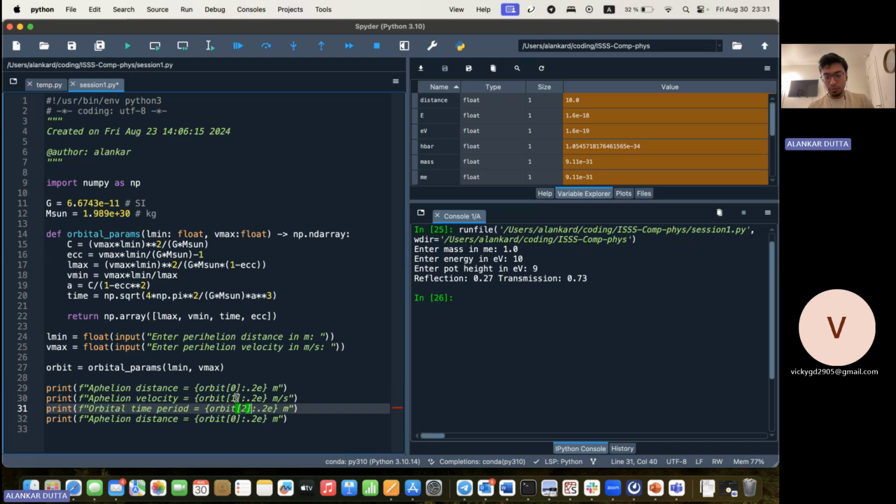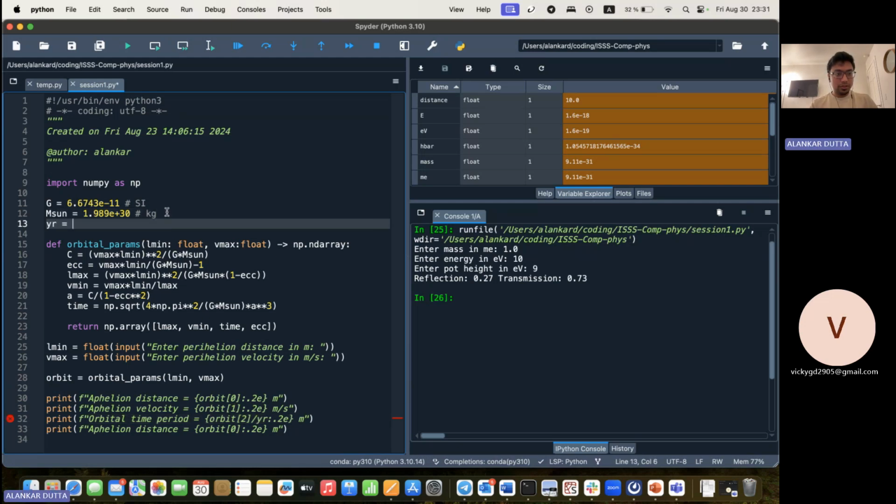So we want the time period to be in years. So we will divide it by a year, right? And we will define a year in here. 1 year is in SI units 365 days times 24 hours times 60 minutes times 60 seconds. So this is a year in here. So we have this many years.